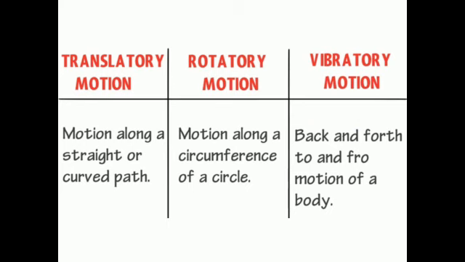Once again, we are going to recall our today's types of motion. Motion along straight line or curved path is translatory. Motion along circumference or a circle is rotatory. Back and forth or to and fro motion between two fixed points or mean positions is known as vibratory motion.